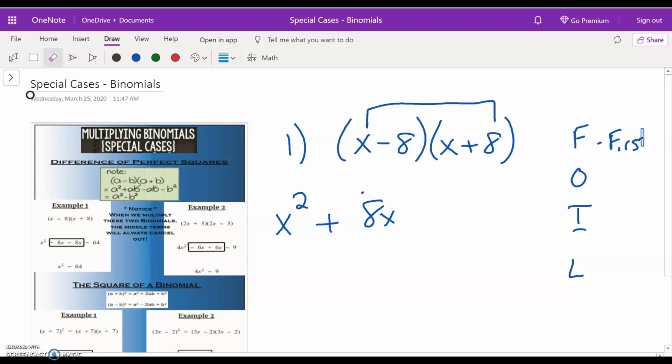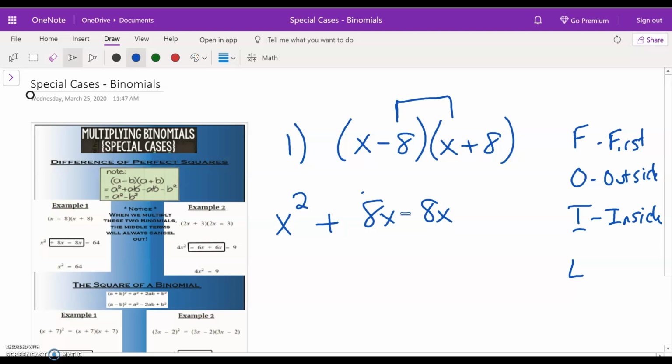And then we will reference our, well, let me go ahead and write O stands for outside. And then we have the I, which stands for inside. And that's when we take our two inside terms. In this case, we are going to be multiplying this negative 8 and this x. And when we multiply those together, we get negative 8x. And then we take a look at this L, and the L stands for last, okay? So last here, it's going to be our negative 8 times our positive 8, and when we multiply those together, we get negative 64.